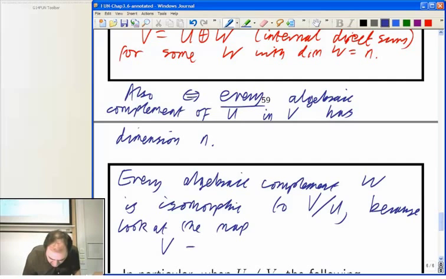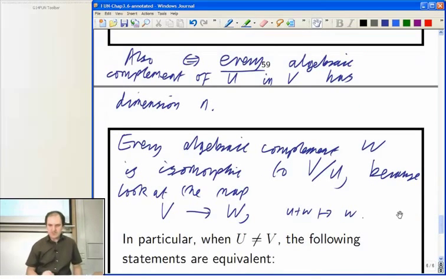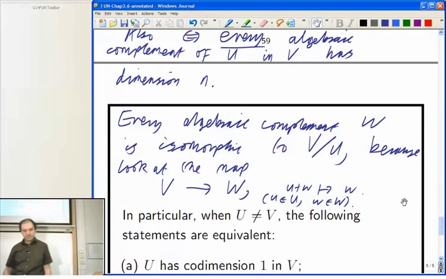V goes to W defined by U plus W gets mapped to W. Now, what's going on there? This is for U in U and W in W. Because it's a direct sum, every element of V is uniquely in this form, U plus W. So this is a well-defined thing, and it's projection onto W.